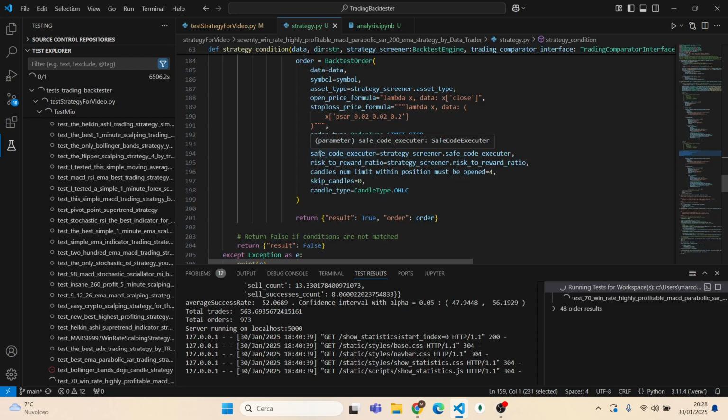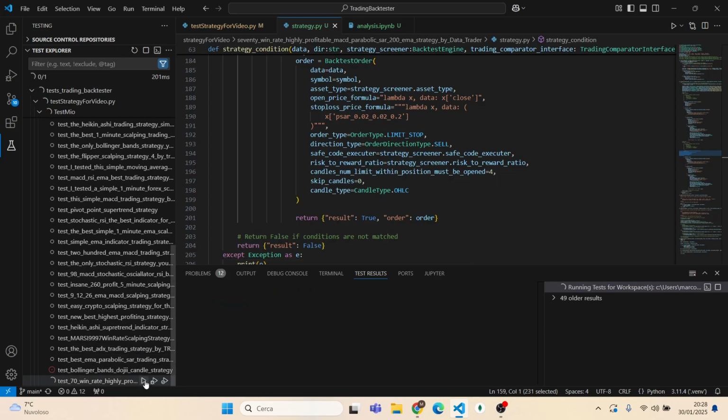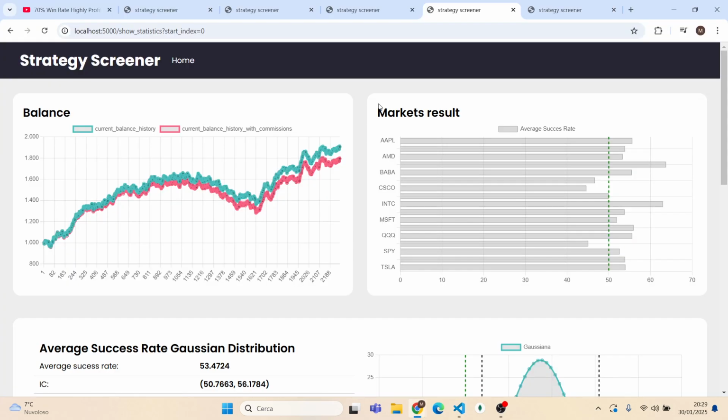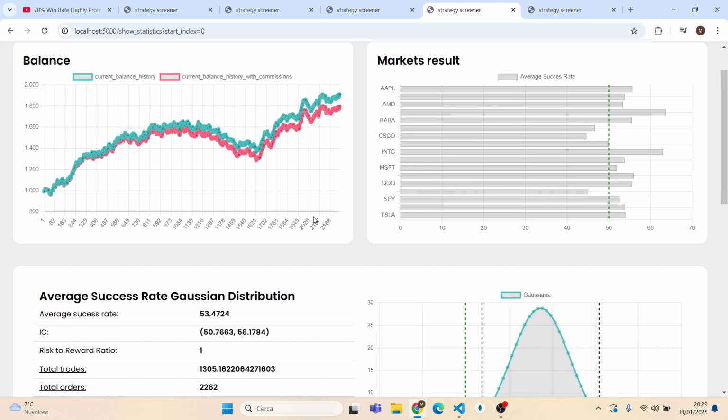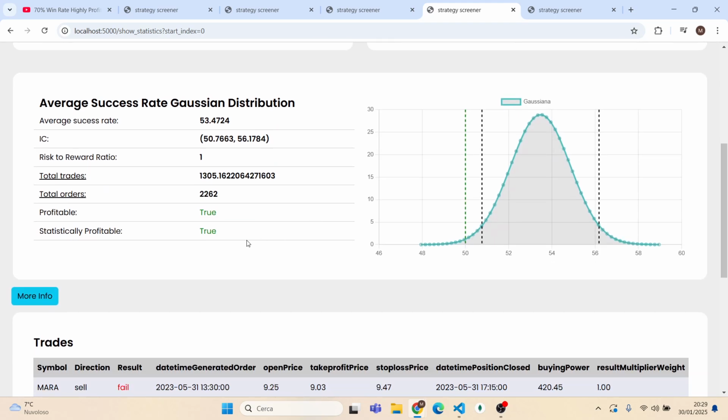But now we want to see if it's really profitable. So let's run the strategy again and see if it's really profitable or not. Okay, now we are talking. As you can see, you would have almost doubled your account by using this strategy. You would have lost some money, but you would have also made some good profits. As you can see, the strategy was statistically profitable at 95% sureness.